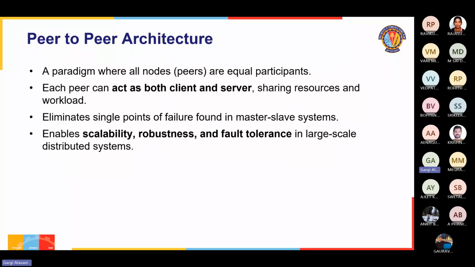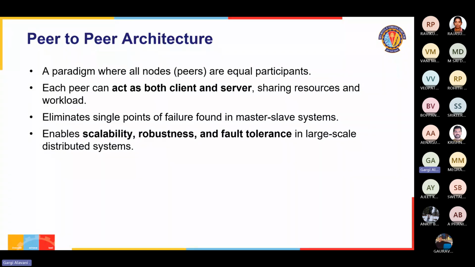Another big advantage here is scalability. In a master-slave system, adding more workers eventually overloads the master. But in a P2P system, adding more peers actually increases the system's overall capacity. We get more storage, more bandwidth, and more compute as well. So we can say that P2P networks are naturally robust and fault tolerant. Nodes can join and leave anytime, and the system will adapt.